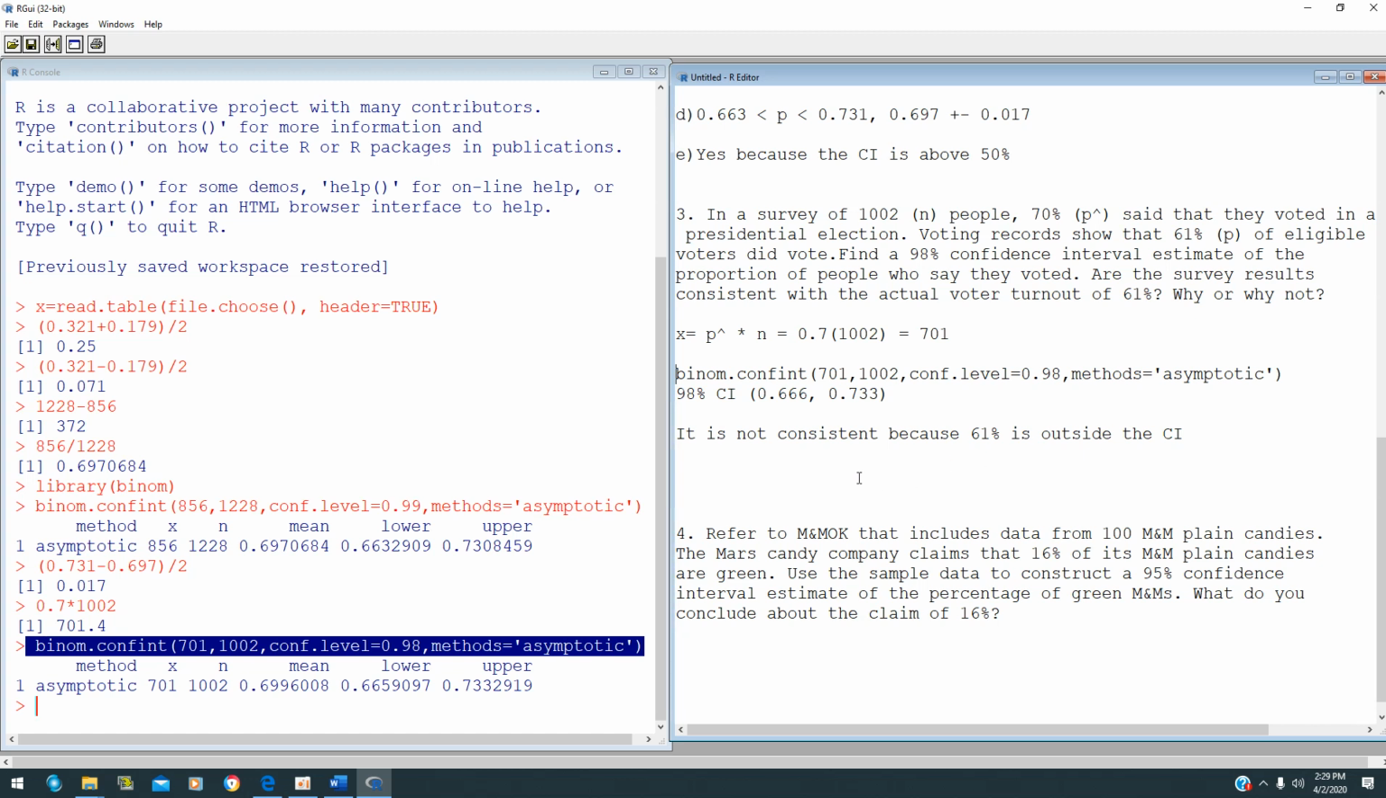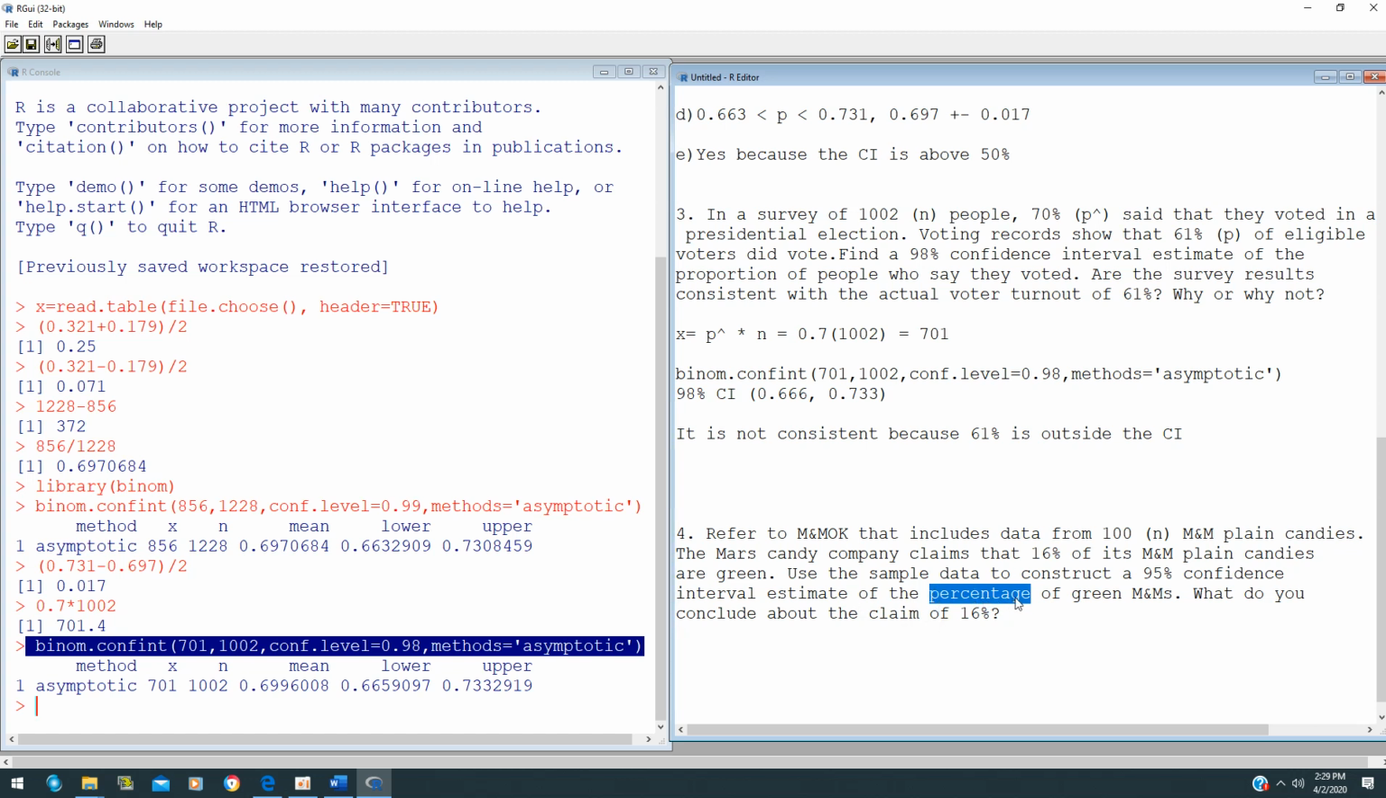Now for question 4. Refer to M&M OK, that's a file name that includes data from 100 M&Ms. Again, 100 in this case is your n, you got 100 M&Ms. From the Mars company, it says that 16% of the M&Ms are green color. So use this sample data to construct a 95% confidence estimate of the percentage of green M&Ms. What do you conclude about the claim?